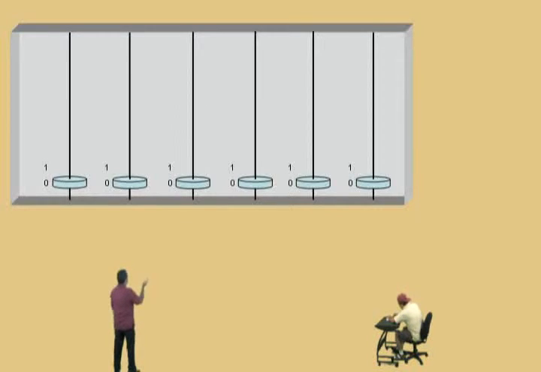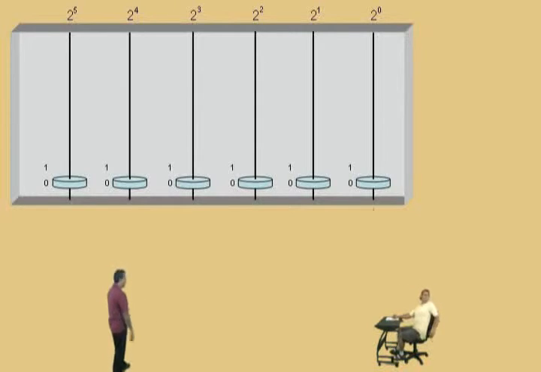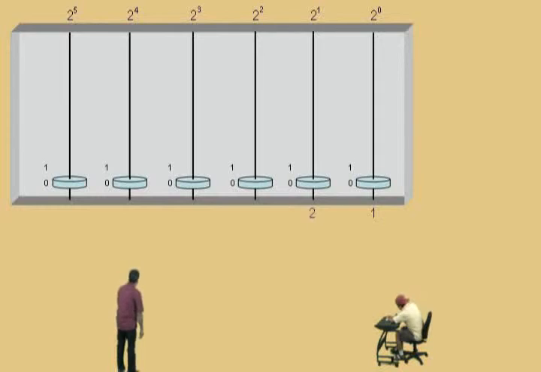And remember, we have 2 to the 0 for that first place value, 2 to the first, 2 squared, 2 cubed, 2 to the 4th, and 2 to the 5th. 2 to the 0 is 1, 2 to the first power is 2, 2 squared is 4, 2 cubed is 8, 2 to the 4th power is 16, and 2 to the 5th power is 32. There you go. Now let's enter our base 2 number, or our binary number.